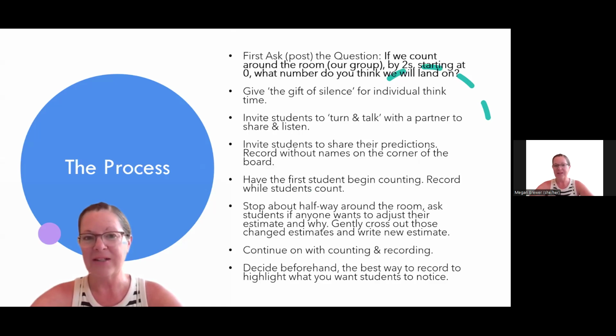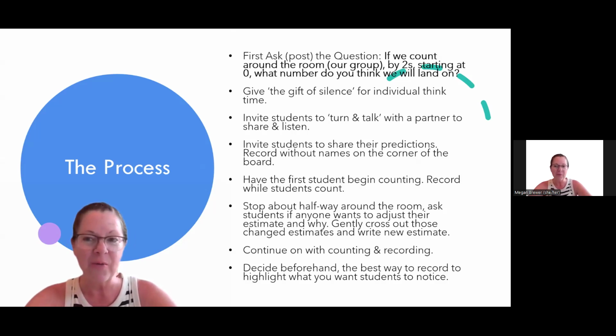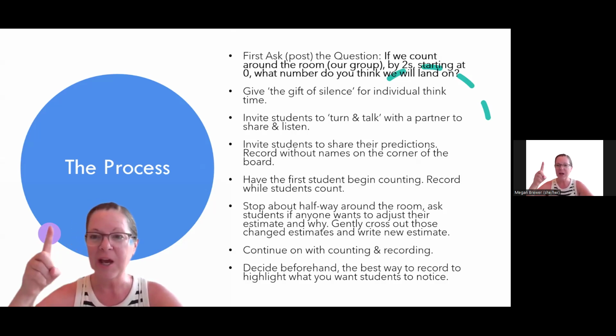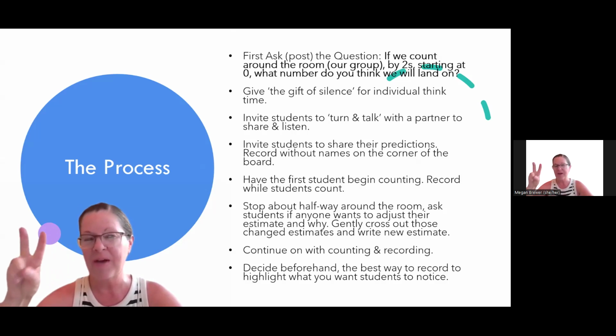So here's the process. First, you're going to ask, and I recommend you post your question. So wherever you want to put it, on your whiteboard, your interactive board, chart paper, wherever you're going to be doing your recording. And maybe your question might be like the example on the slide. If we count around the room, and what we mean by that is around our group, everyone's going to count once, by twos, and we're starting at 0. So you always need to share what you are going to count by and where you are starting.